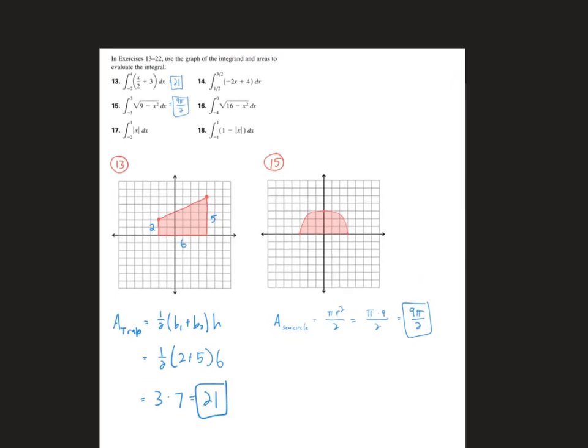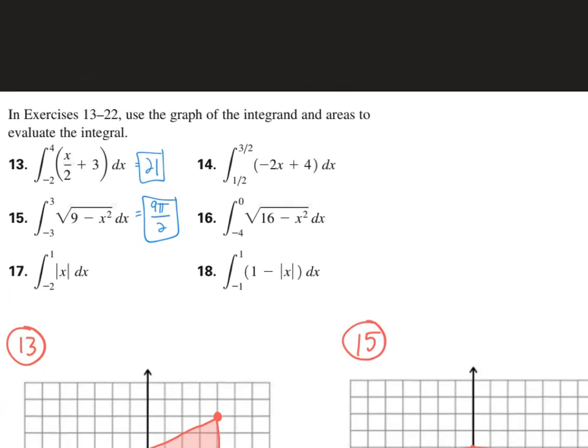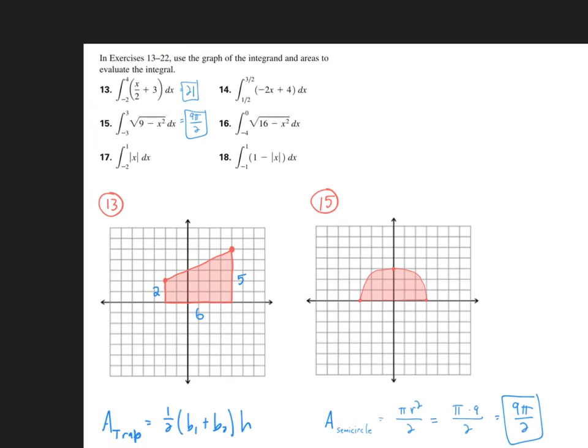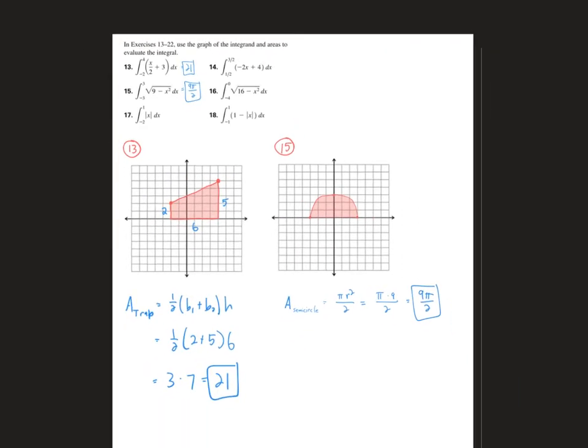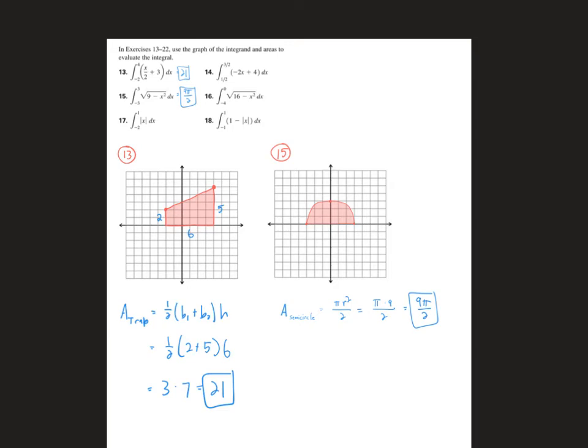So all these will be kind of similar. Some of these will be trapezoids, some will be triangles, some will be two triangles that you add together. These are all some kind of geometric figure once you graph it that you should be able to find the area of.